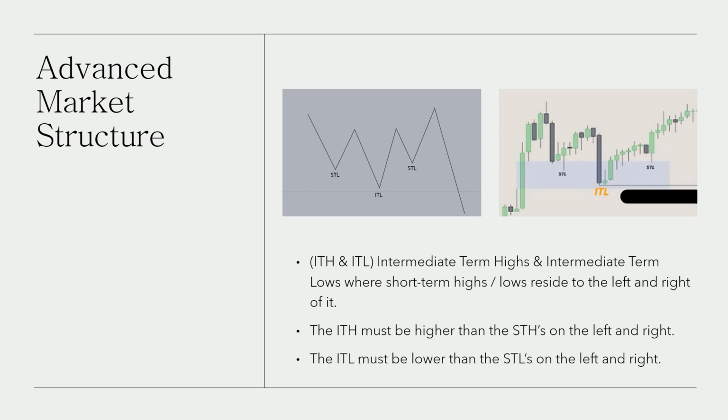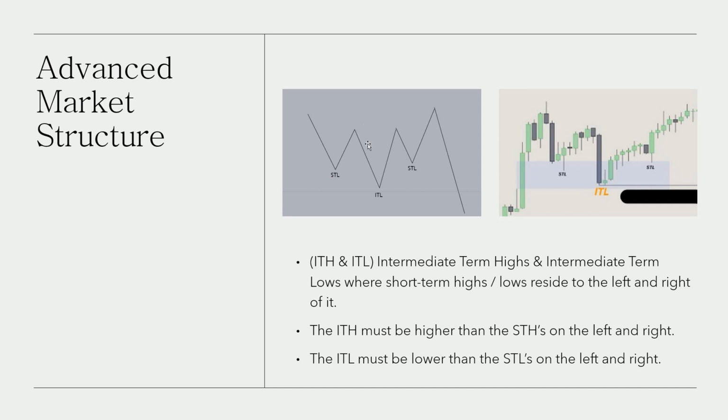Like I said, the intermediate term low must be lower than the short-term lows on the left and right. So these two short-term lows on the left and the right will create an intermediate term high. If you have an order like this, a lot of retail traders see this as head and shoulders, right? So they'll see this as a head and shoulders pattern. And you can look this up.